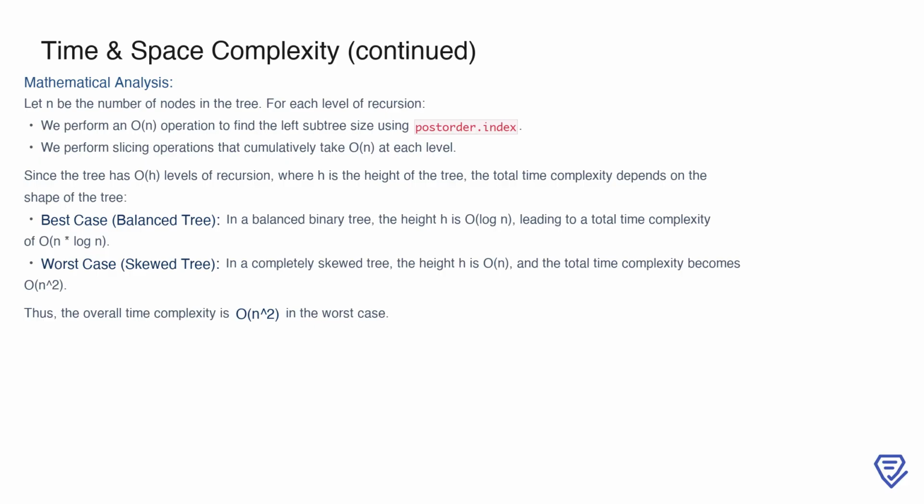In a balanced tree, the height is O(log n), leading to a total time complexity of O(n log n). However, in a skewed tree, the height becomes O(n), and the time complexity increases to O(n²). Therefore, the worst-case time complexity for this solution is O(n²).